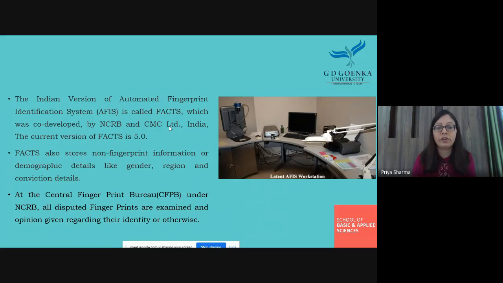It is used at the Central Fingerprint Bureau. They have this database which can be referred to for identification purposes. In case a dead body has been found, they can compare the fingerprints with this central database.